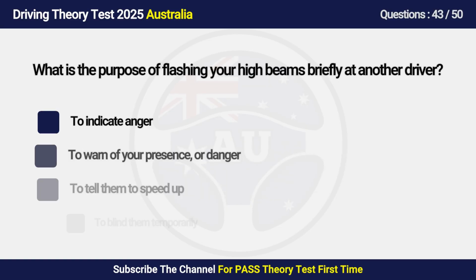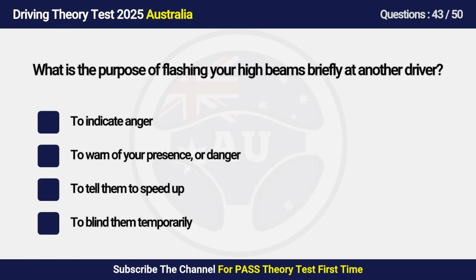Question 43. What is the purpose of flashing your high beams briefly at another driver? A. To indicate anger. B. To warn of your presence or danger. C. To tell them to speed up. D. To blind them temporarily.